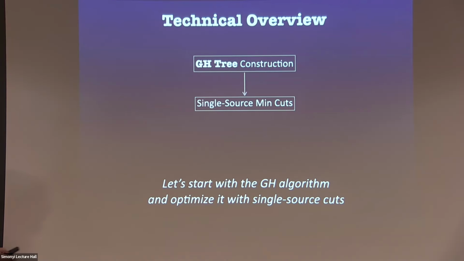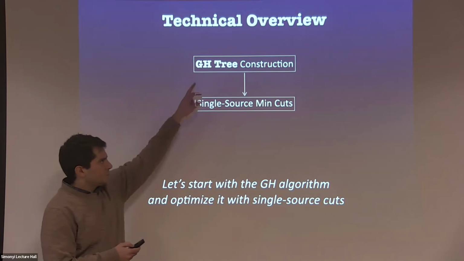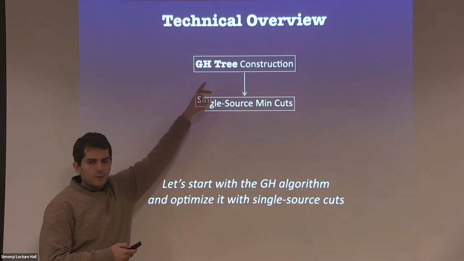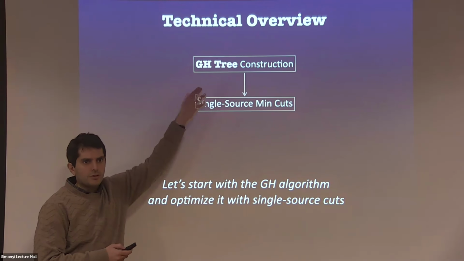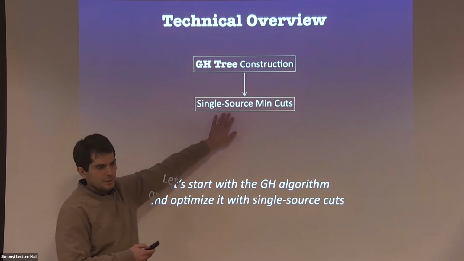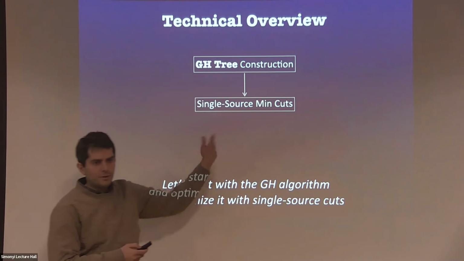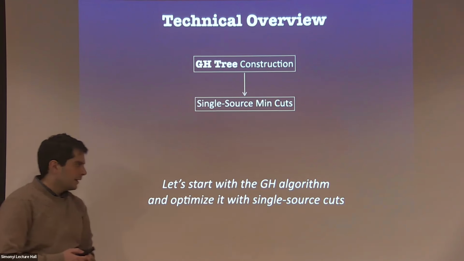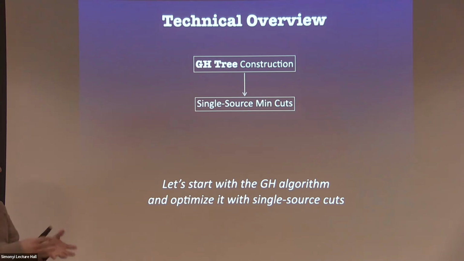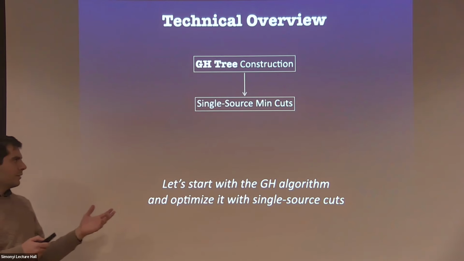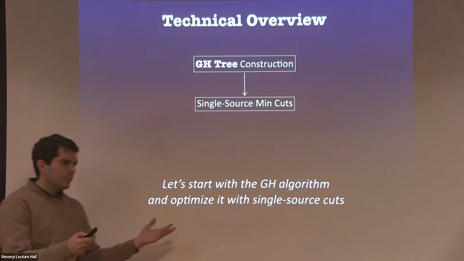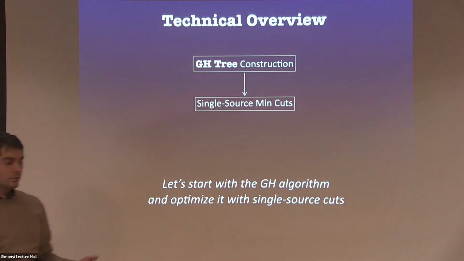What I want to show you is a reduction from Gomory-Hu construction to the single source problem, so reducing all pairs to single source. This is one of the new things we have done, and it's one of the ideas I want to share with you today. The way I'm going to explain it is to start with Gomory and Hu and say how a single source might help you.